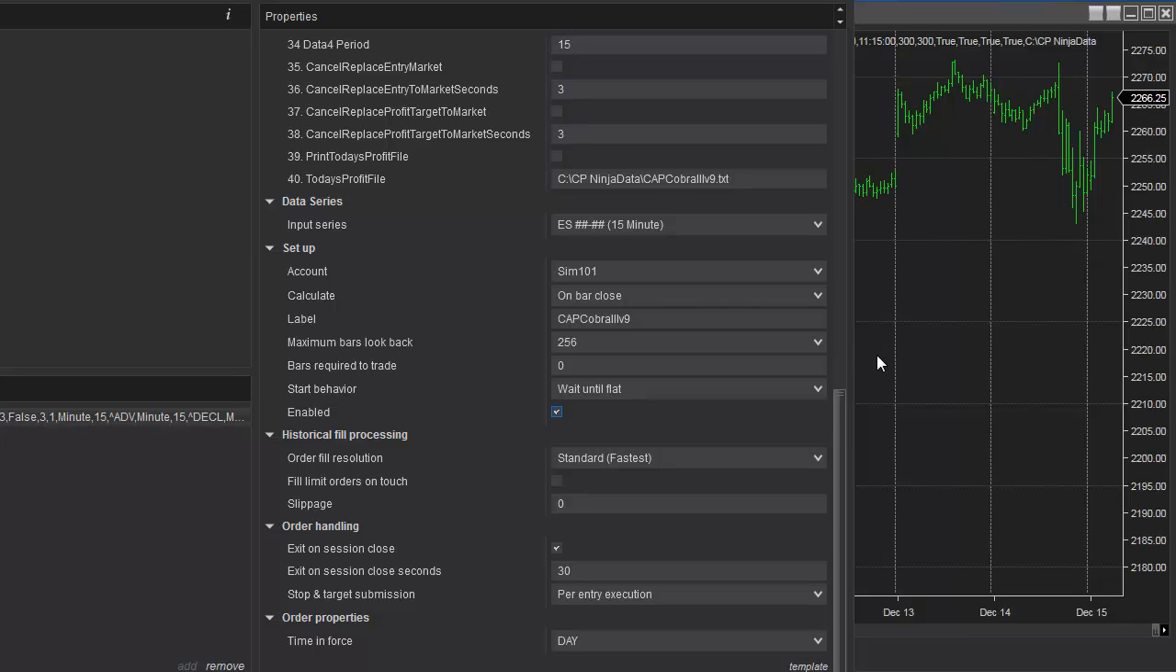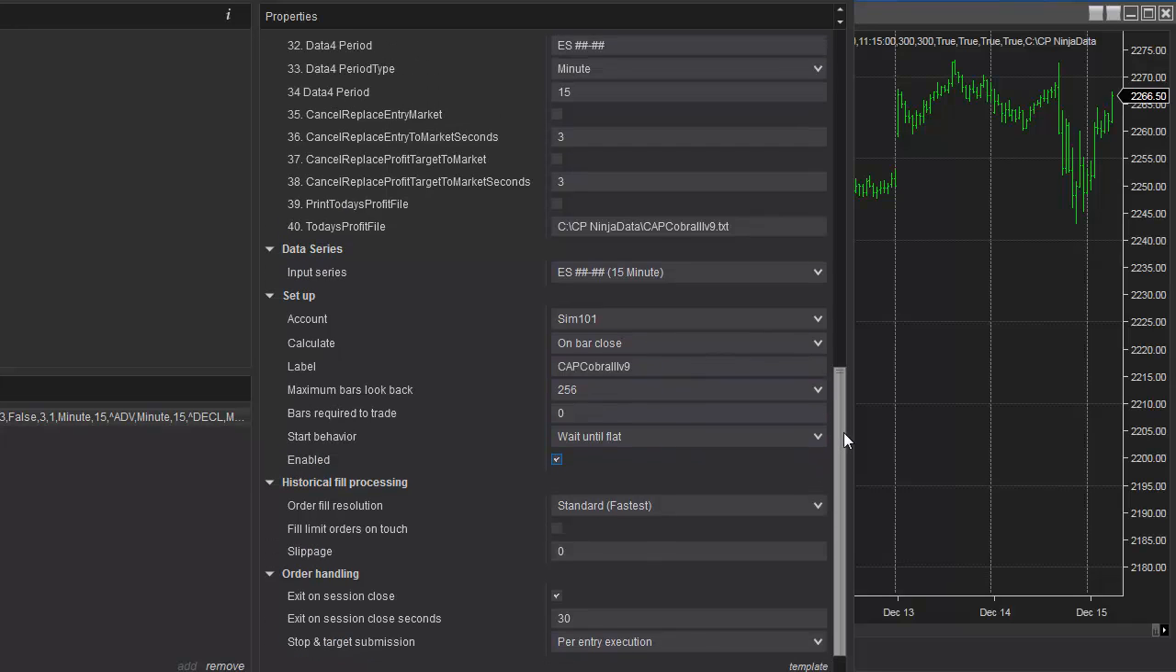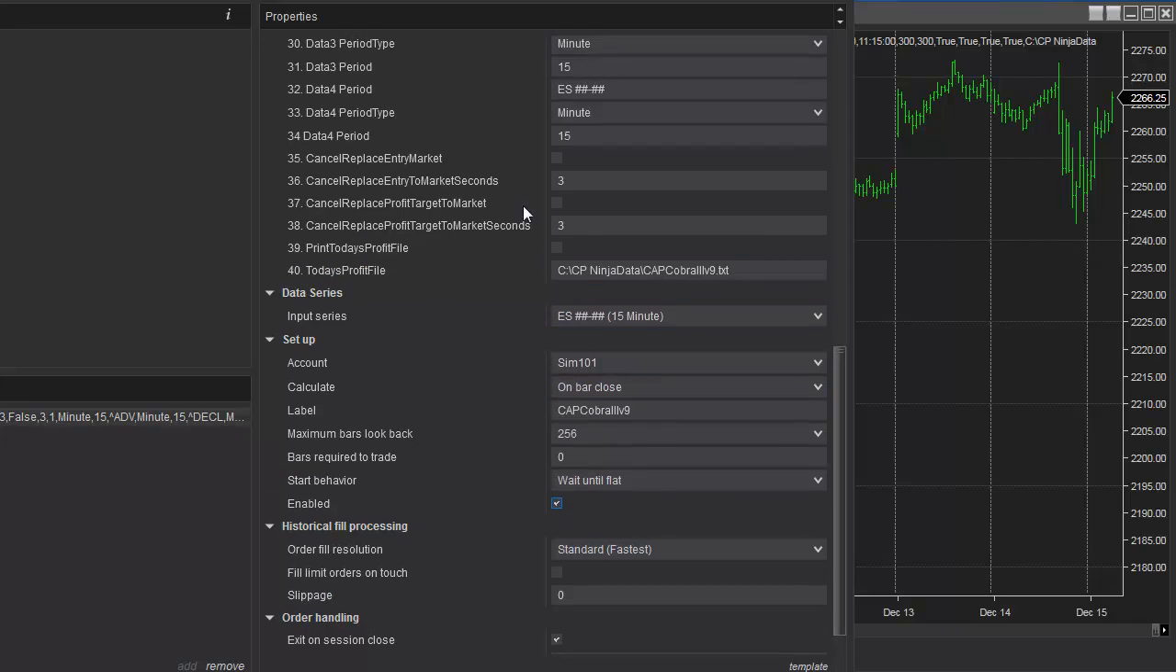And this strategy has a limit order on the entry, has a stop loss, a profit target, or it gets out on the close at 4 o'clock p.m. Eastern Time. We send a market order if it's still in the strategy to get out. And so the way we manage this in real time is we have this option right here to cancel and replace the entry orders to the market, or cancel and replace the profit target orders to the market. We enable that. After, you can change the number of seconds from 0 to 3 to 15 seconds.